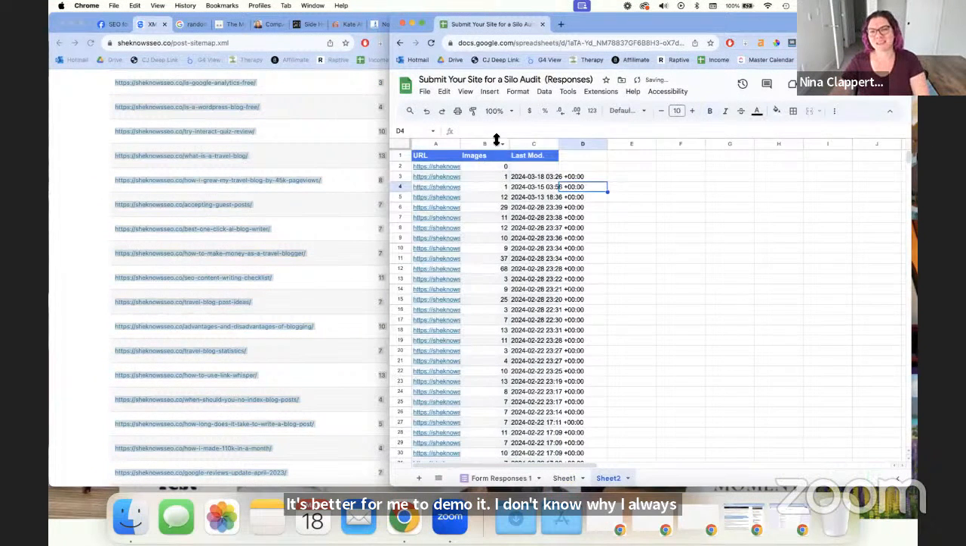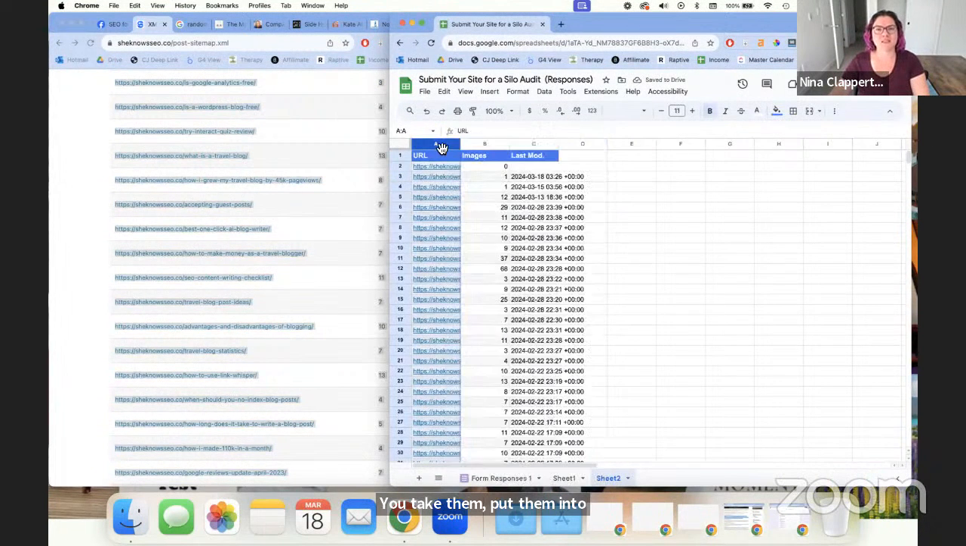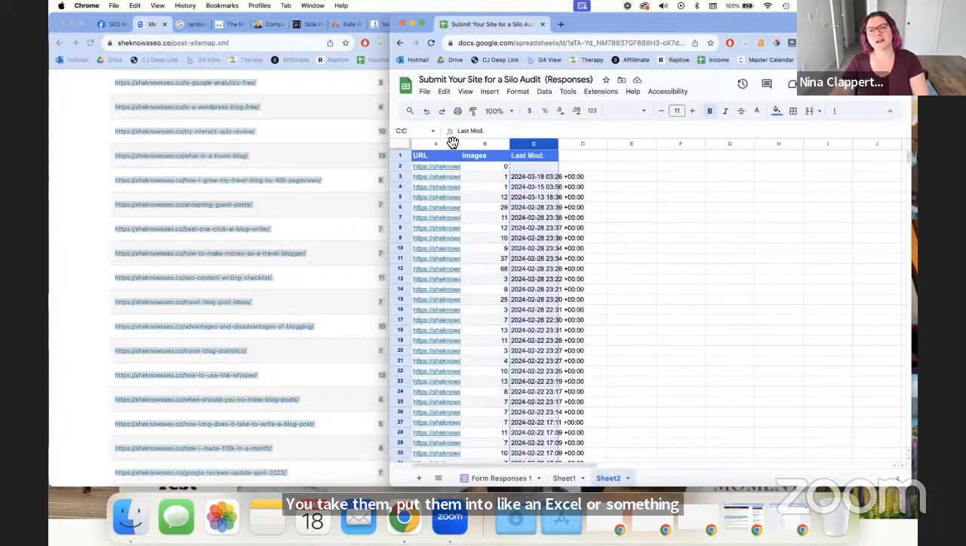You can take them, put them into an Excel or something anywhere, because you're going to have the images and last modified. Images will only be there if you index your images. So then I'm just going to take column A, that way I just have my URLs.